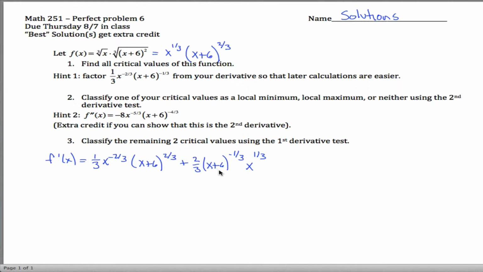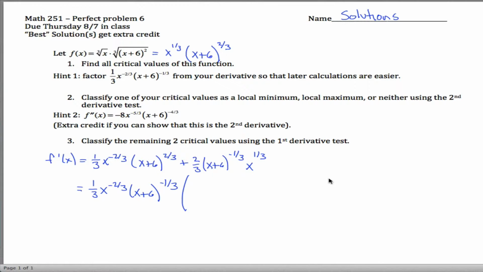This is your derivative. How are you going to figure out when that thing's 0 or when it's undefined? Well, there's a little hint here. It says to factor 1/3 x to the negative 2/3 times (x plus 6) to the negative 1/3 from your derivative. Okay, so I've got two terms, here's one and here's the second, and from each of those terms I'm going to attempt to factor out 1/3 x to the negative 2/3 times (x plus 6) to the negative 1/3.